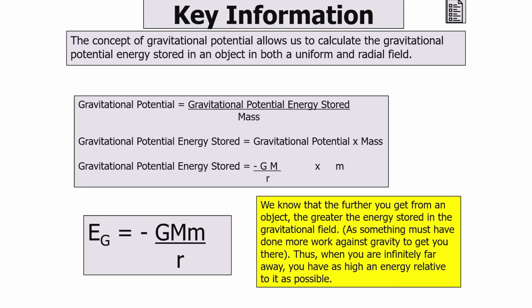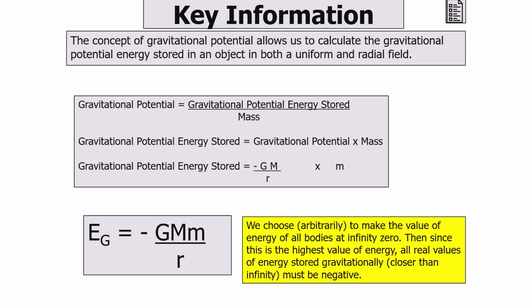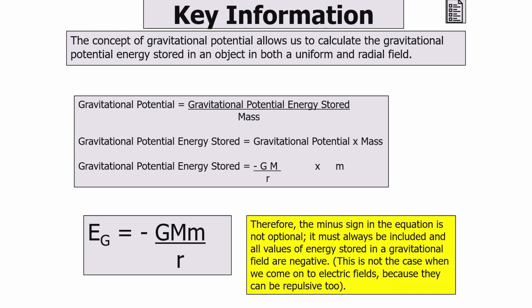Now, we know that the further you get from an object, the greater the energy stored in the gravitational field, as something must have more work done against gravity to get you there. Thus, when you're infinitely far away, you have as high an energy relative to it as possible. We choose arbitrarily to make the value of energies of all bodies at infinity zero. Then, since this is the highest value of energy, all real values of energy stored gravitationally must be negative. Therefore, the minus sign in the equation is not optional. It must always be included, and all values of energy stored in a gravitational field are negative.